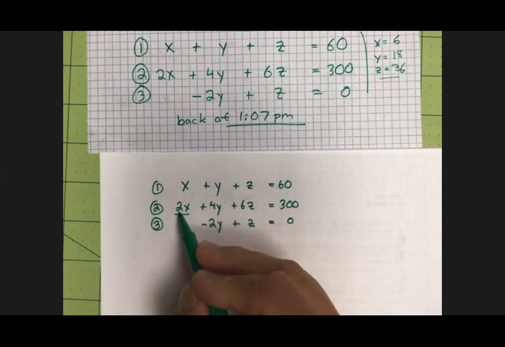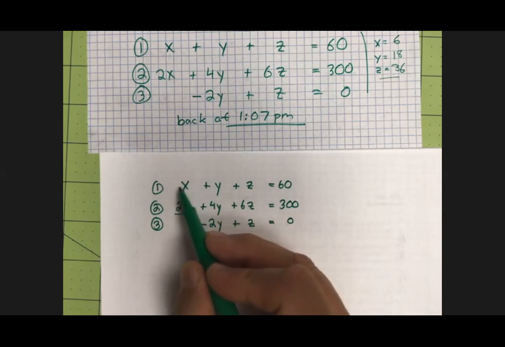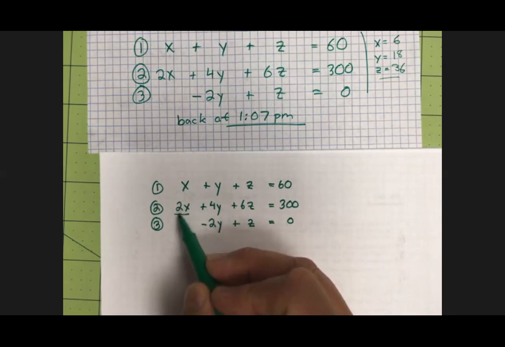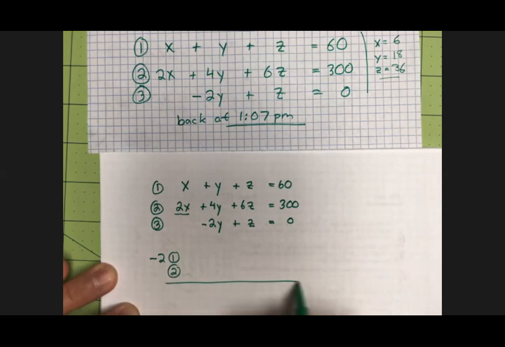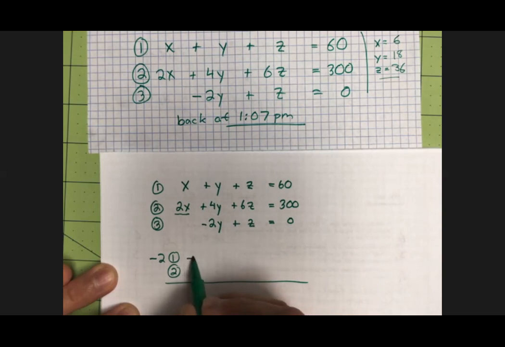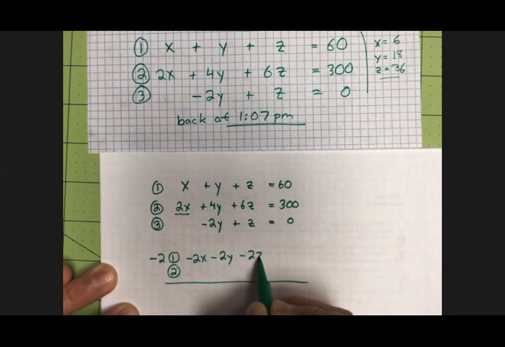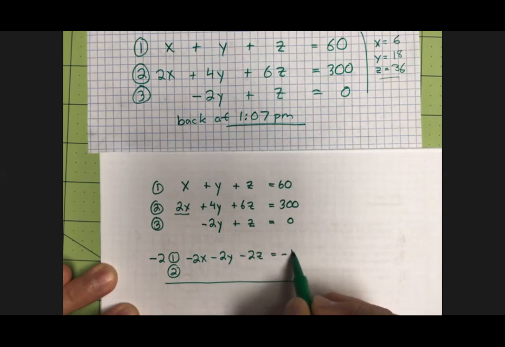I could add a minus 2x to it. How could I create a minus 2x? Let's take negative 2 times this row and dump it on that row. Once you say what you're going to do, then it becomes easier to do. But you've got to practice saying it and doing it.